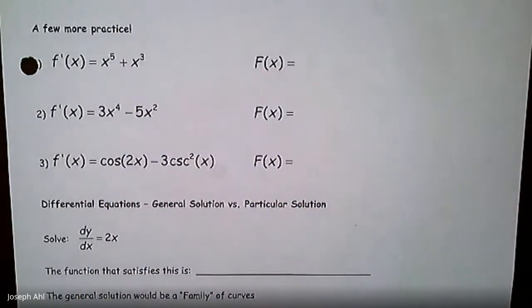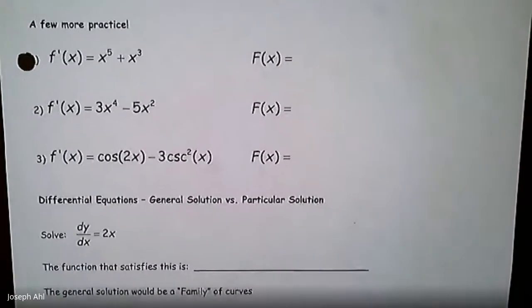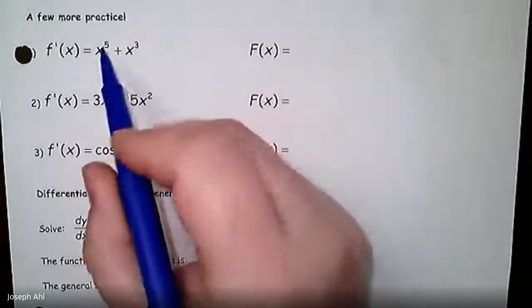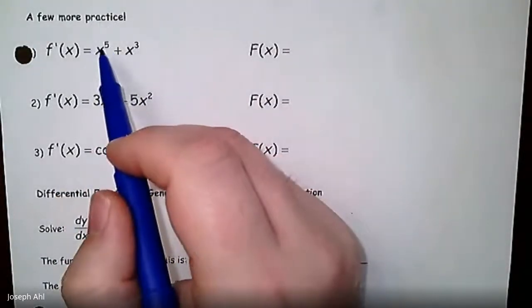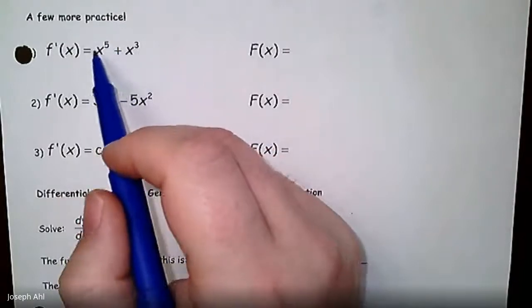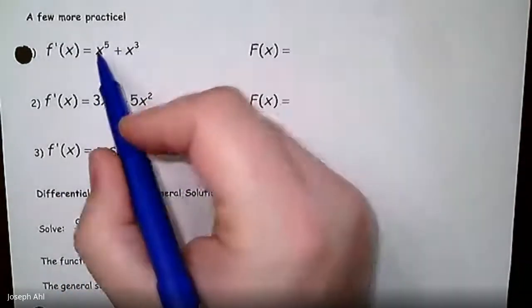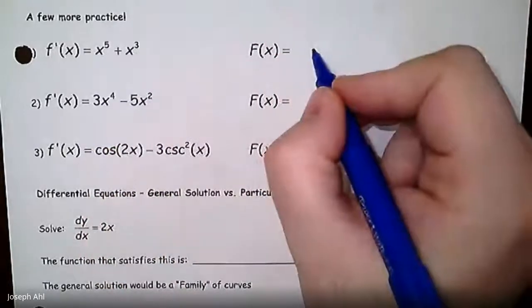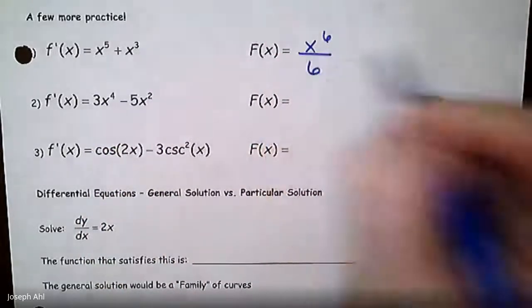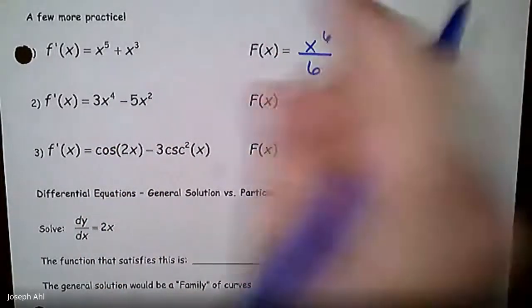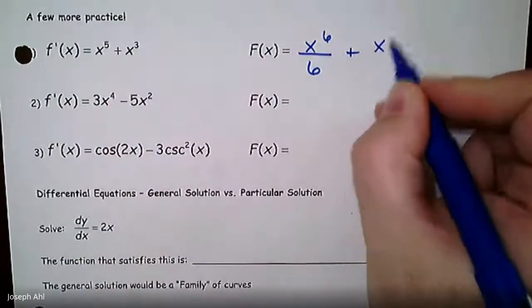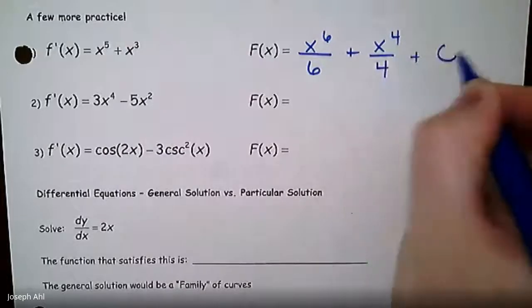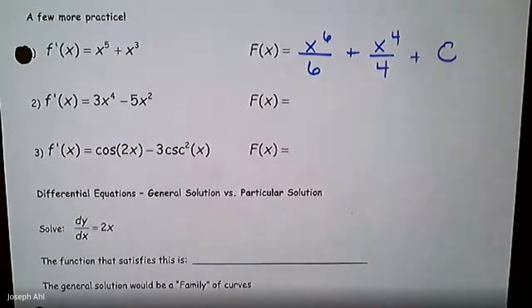So if you want to hit pause, I'm going to go over them right now, but we're going to wrap up this lesson pretty quickly here with these last couple of examples. So the idea is if this is the derivative to get capital F of x, we're going to up the power by 1 and then divide by that new power out front. So this would be 1/6 x to the 6th, or just x to the 6th over 6, right? So up it by 1, divide by the new power. Similarly, over here would be plus x to the 4th over 4, and then again, plus c.